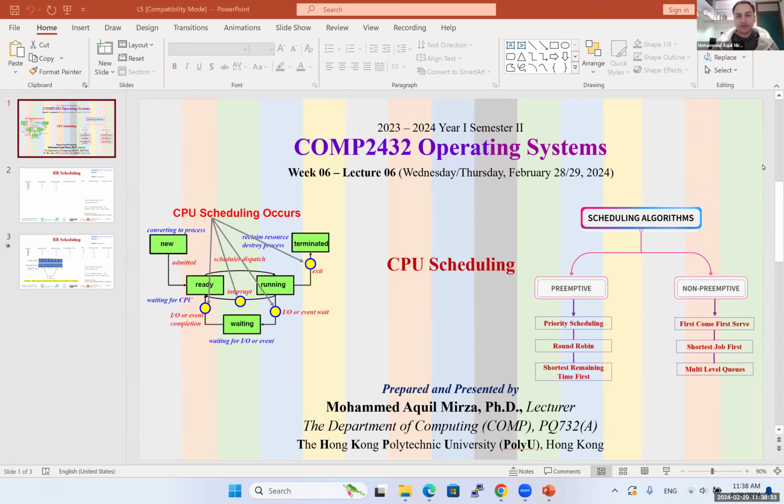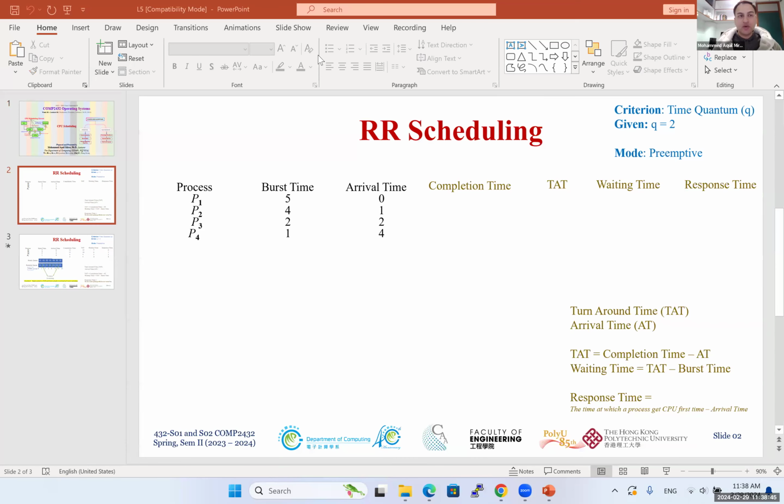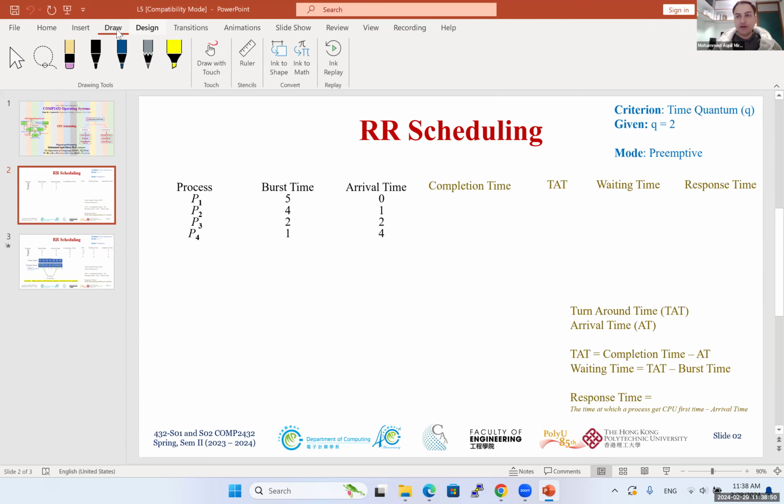Morning, everyone. We have been discussing CPU scheduling algorithms, and today we are going to talk about the round-robin scheduling algorithm, which is one of the most important algorithms in operating systems. So let's see how this round-robin scheduling algorithm works.